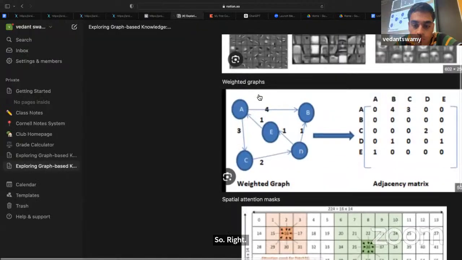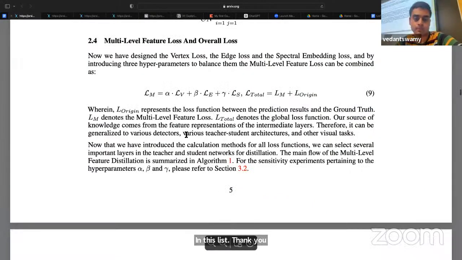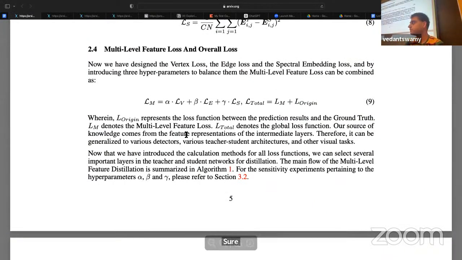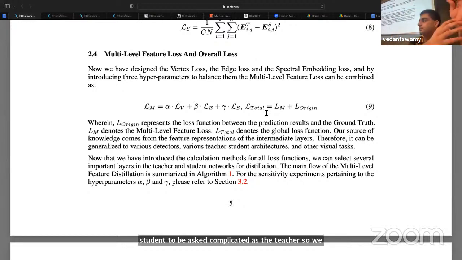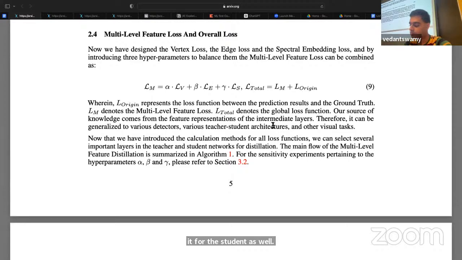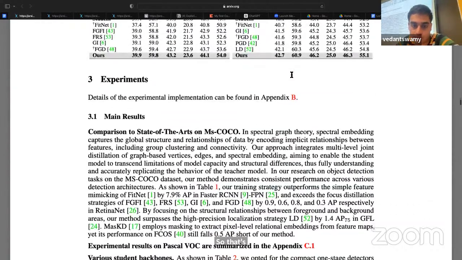Isn't this just regularizing the algorithm? Sorry? So this is just some intelligent regularization for the algorithm, right? Right, because our main goal is to train the student, and we don't want the student to be as complicated as the teacher. We already have trained the teacher, so we take some information from the teacher and use it for the student as well, so that we can train the student. That's the method they're using for this.